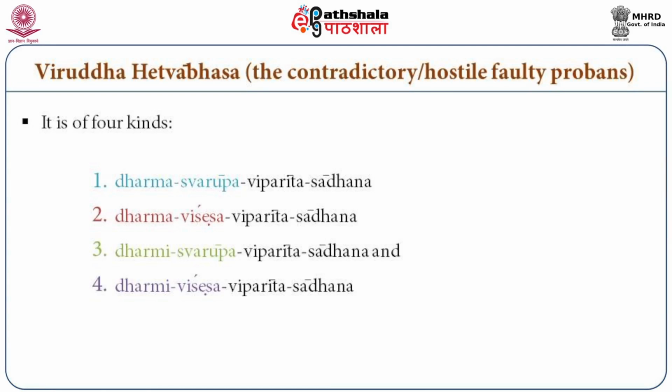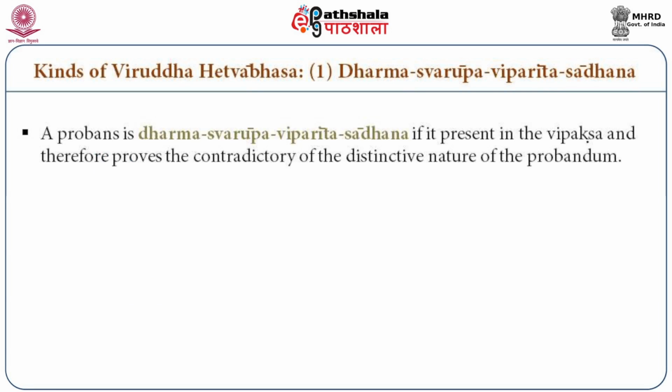So, if it is dharma swarupa, opposite of dharma swarupa, or opposite of dharma vishesha, opposite of dharmi swarupa or dharmi vishesha, accordingly the viruddha fallacy will be different. The first variety of viruddha hetvabhasa is dharma swarupa viparita sadhana. That is, here dharma means sadhya dharma, and when the opposite of the nature of sadhya dharma is actually proved by the proband, then it will be dharma swarupa viparita sadhana.